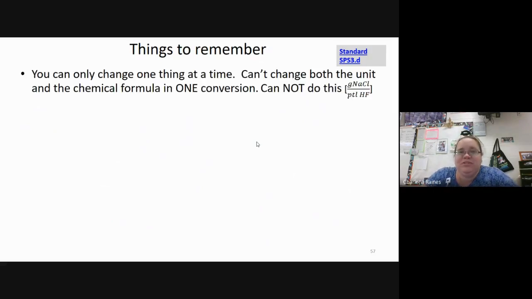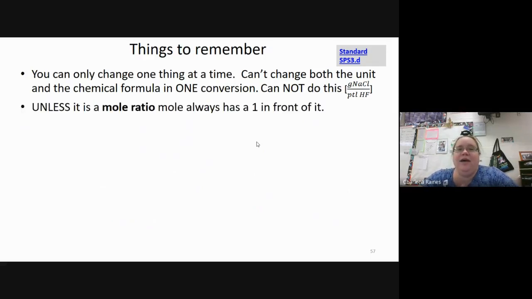As we're doing the conversions, don't forget, you can only change one thing at a time. I can change my unit or I can change my formula. I can't change both. That's why we're doing it step by step. You got to show your units, you got to show your formulas. Unless it's that mole ratio, your mole is a 1. I deliberately don't put a number on my mole island for that reason, because mole is sometimes a 1, sometimes not a 1. If I'm crossing that middle bridge, it's my coefficient. Any other time, it's a 1.